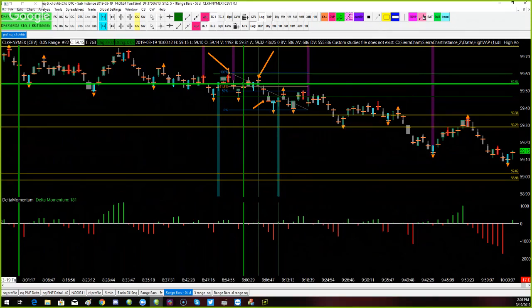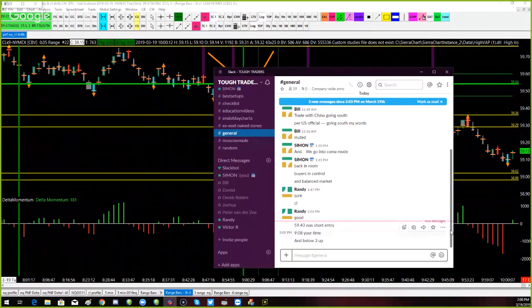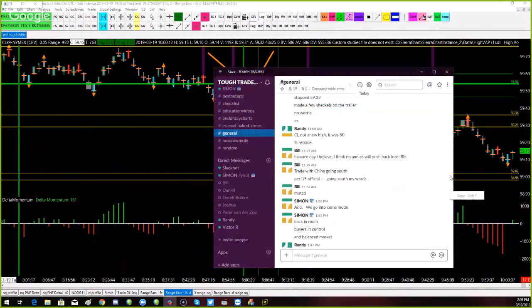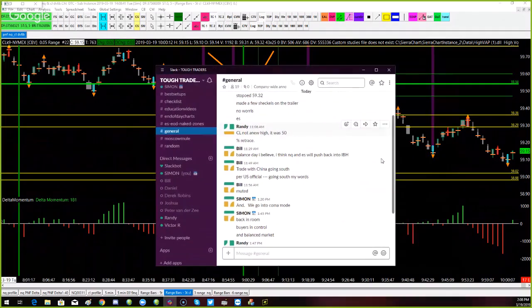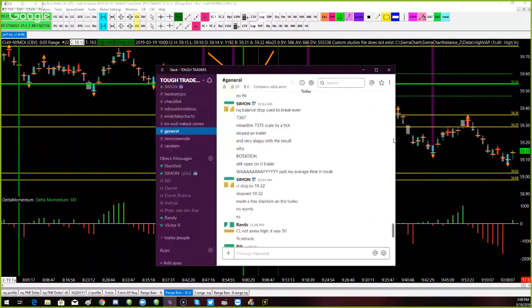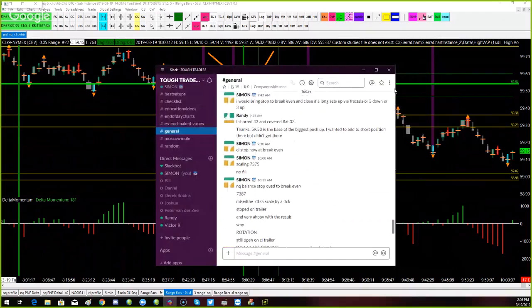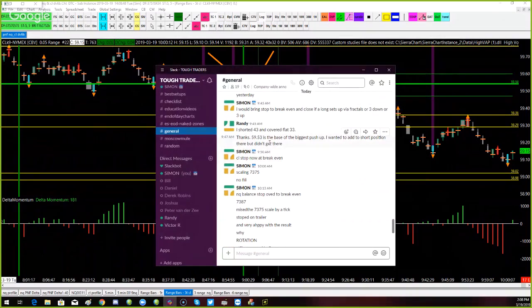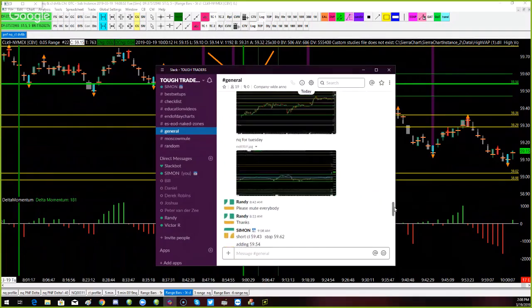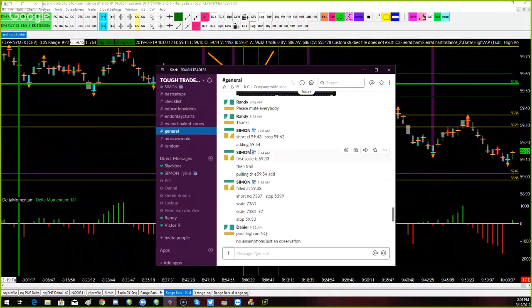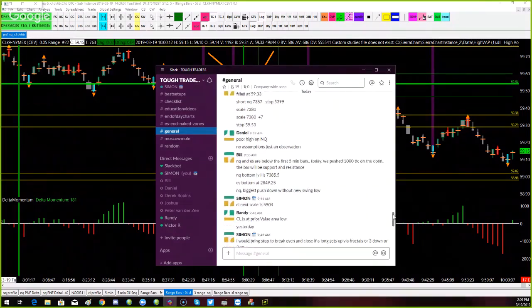I'm not going to go through the sequence, but I did pipe in to the room where I was moving the stops. So at 9:50, I moved the stop to break even, right? And you can see it was way back here. Short CL 59.43, 59.62 stop, adding 59.54, never got it. First scale 59.33, right? And then the idea was to be able to trail it down.